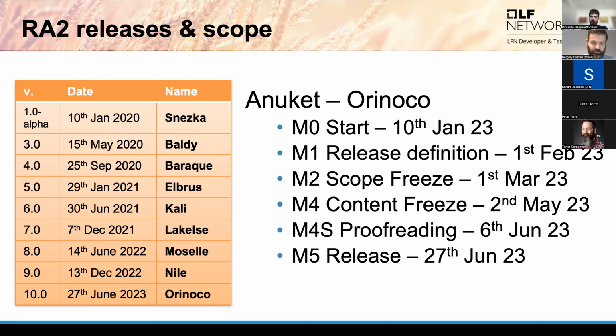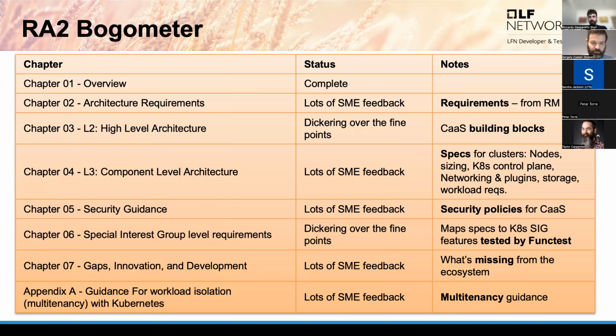RA2 is the reference architecture for Kubernetes-based telco cloud, and is divided into the following sections. In general, all of the requirements that we have are common between OpenStack-based and Kubernetes-based architectures and come from the reference model. We have, of course, a plain English high-level architecture chapter, and then the bulk of the specifications are in chapters 4 onwards.